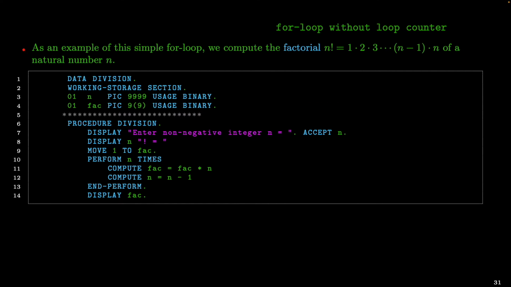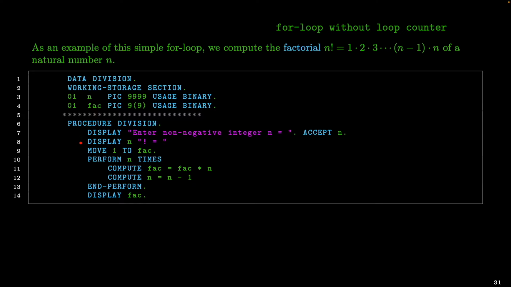And here we have our first example that we want to explore. This is a simple for loop which just counts from 1 to n. I want to compute the factorial of a natural number n. The factorial, as you might remember, is written like this: n exclamation mark is just the product of all the numbers 1, 2, 3, and so on, up to n. And this is the code in COBOL for this. We define n, which is the number we give as an argument, and fac, which should be the factorial of n that we get in the end.